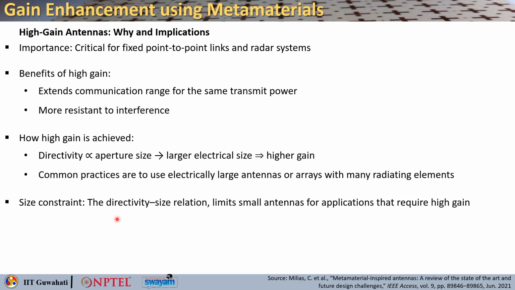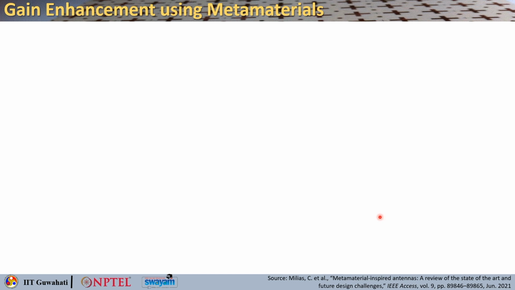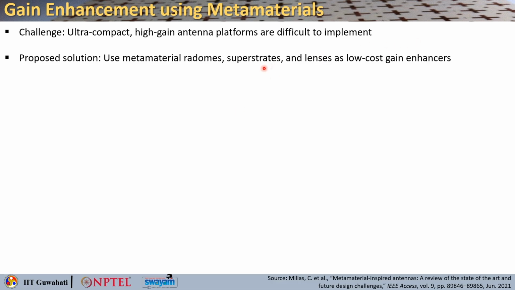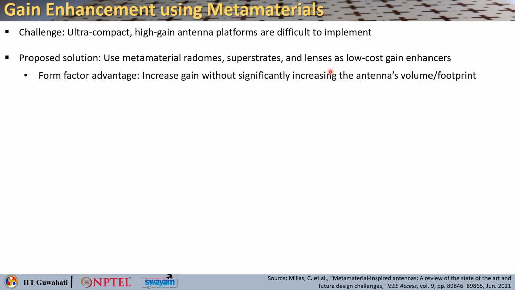So, the relation between antenna directivity and size prohibits the usage of small antennas for several applications where high gain is required. It becomes obvious that you want an ultra compact yet high gain antenna platform, but these are difficult to implement. So, what is the proposed solution? You can use metamaterial radomes or superstrates or lenses as a low cost gain enhancer. That can allow you to improve the antenna gain.